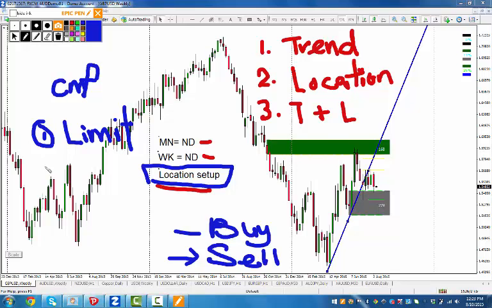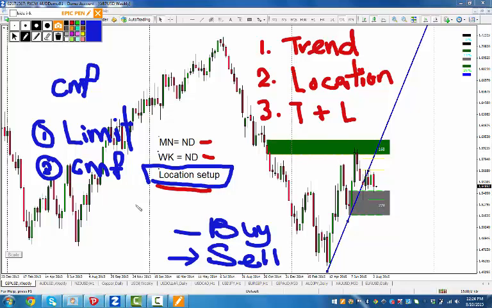Right. The second type of entry is confirmation entry. And in our rules, once it is a location setup, we have to use confirmation entry in a lower time frame. So you can see that our trading plan is very simple. That's it. You don't have to be very complicated.